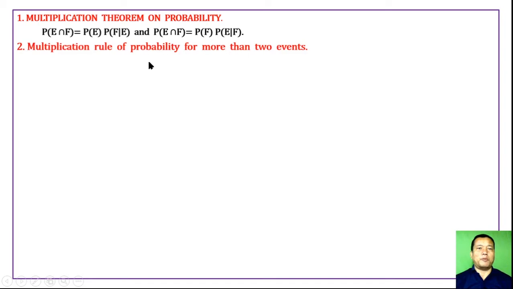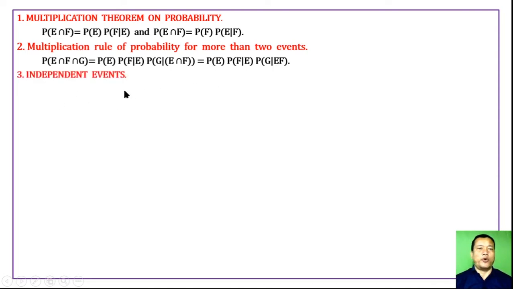Multiplication rule of probability for more than two events. P of E intersection F intersection Z is equal to P of E into P of F by E into P of Z by E intersection F, which can be shortly written as P of E into P of F by E into P of Z by EF.